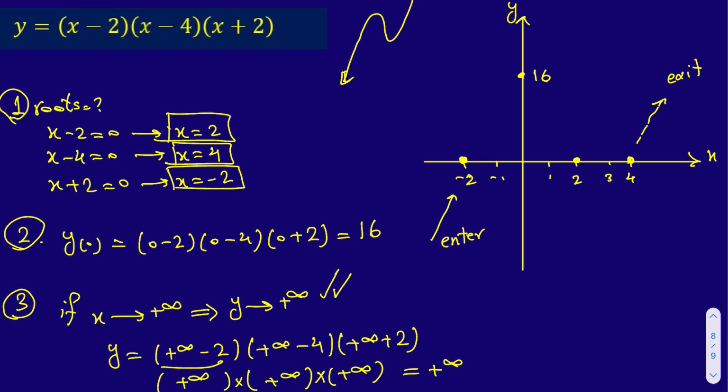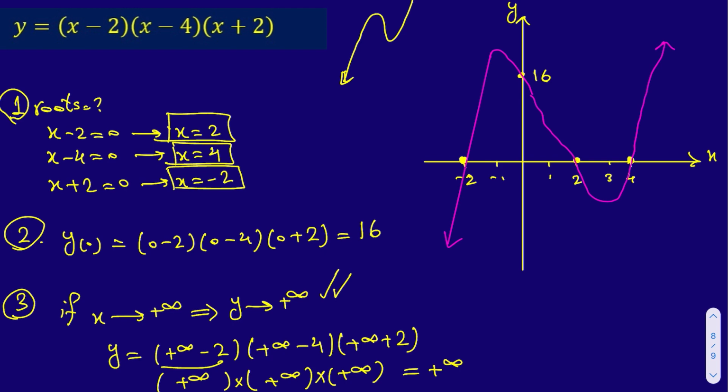So this is the situation here. Now let me draw the curve to see. It enters from here, goes up, and then cuts or intercepts the y-axis and then gets into 2, and then gets out. Okay, so that's it. This is how it is.